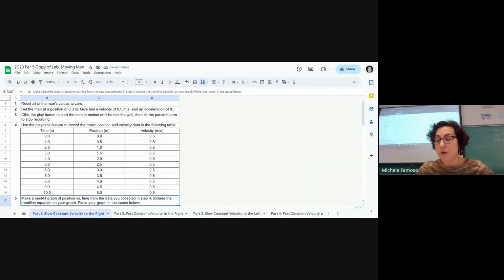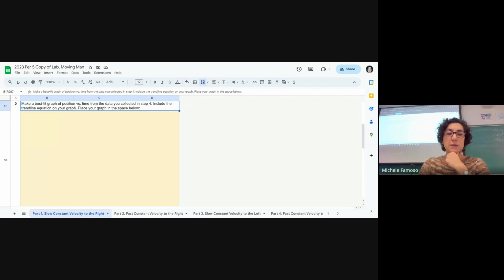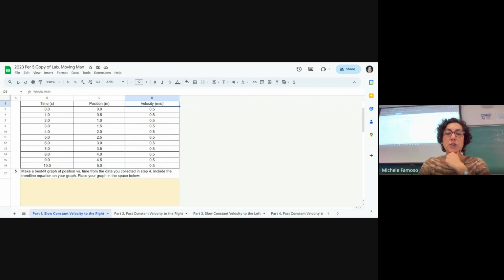All right, so now here's where I have to show you how to change things up, because the graphs that we need to make are not going to come up the way we want, and we have a fair amount of customization to do, especially because I have a 3-column data table and I only need 2 columns to make a graph. So let me show you what we're going to do. In step 5, it says make a graph of position time. We need to put our best fit trend line on there and the equation for it, and put your graph in this yellow space. All right, so here's what I want you all to do.